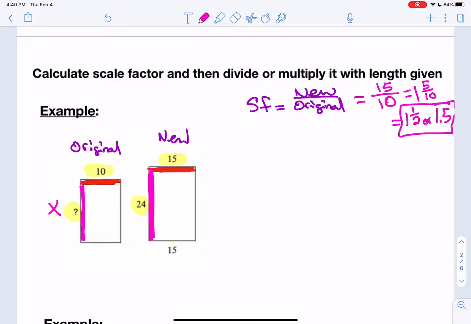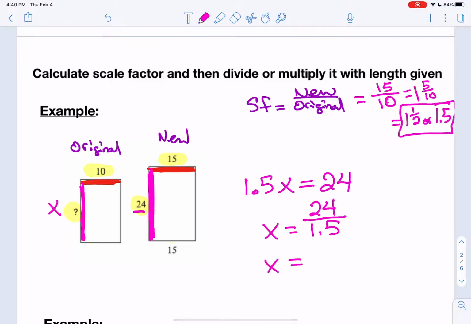Now that we know the scale factor, we can easily figure out what x equals, because the scale factor times x gives us 24 in the new image. Well, we can't multiply the 1.5 and x because we don't know what x is, but we can go backwards and we can divide 24 by 1.5, and that will tell us what x equals. And 24 divided by 1.5 equals 16.